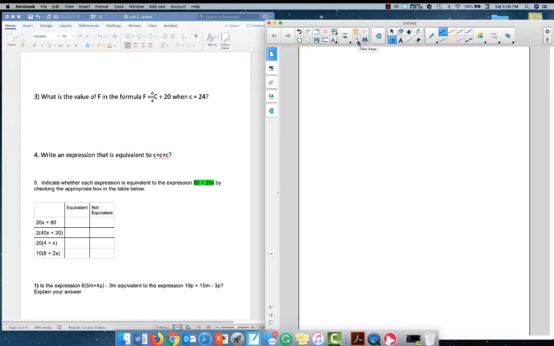Formula F equals 6/4 C plus 20 when C equals 24. So we have 6 over 4 C plus 20. But they're telling us that C has a value of 24. Okay, that is what they're telling us. C equals 24. So we're going to have to rewrite this number again.